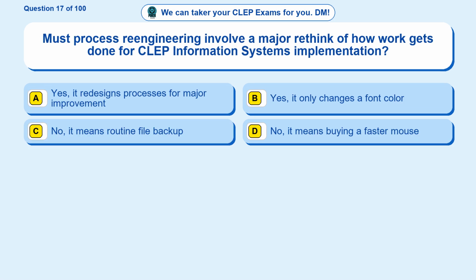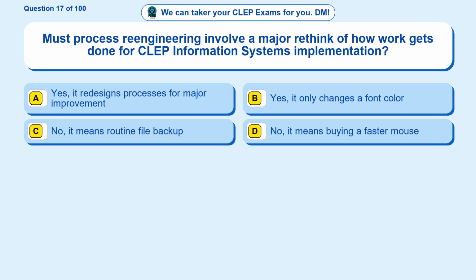Question 17. Must process reengineering involve a major rethink of how work gets done for CLEP Information Systems implementation? Option A. Yes, it redesigns processes for major improvement. Option B. Yes, it only changes a font color. Option C. No, it means routine file backup.